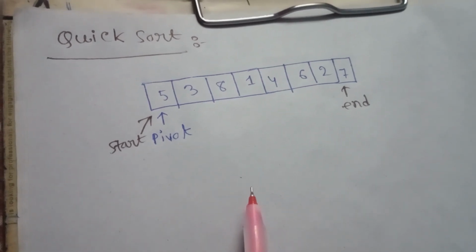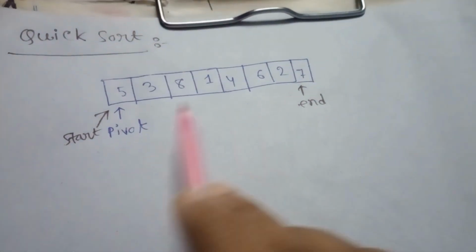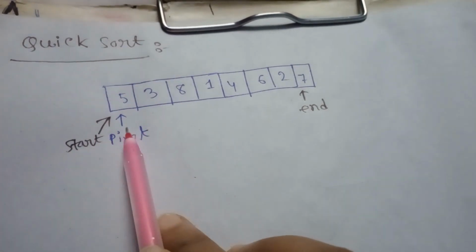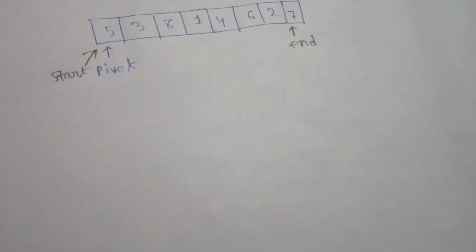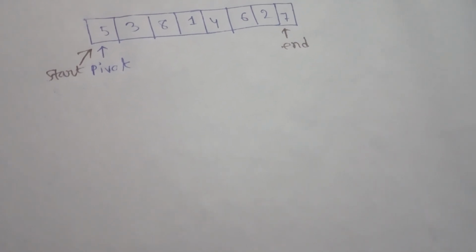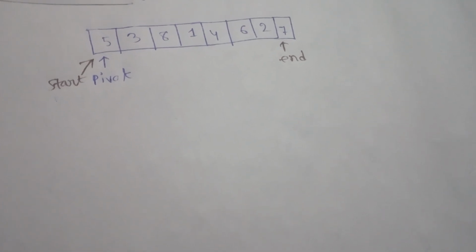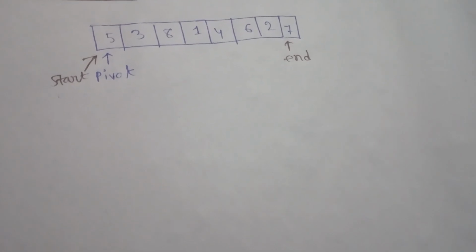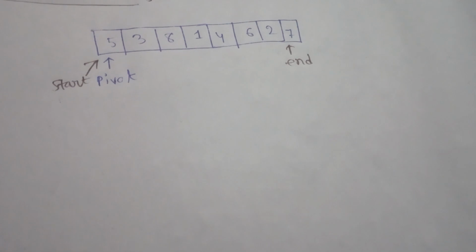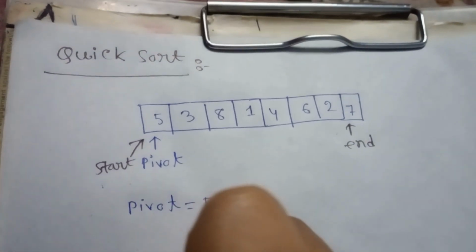Quicksort. Suppose the following unsorted array of elements are this. This is the pivot element and this is the start and this is the end. All the elements less than the pivot element would be to the left side of this pivot element, and all the elements greater than this pivot element would be on the right side of the pivot element. Suppose here the pivot element is 5.